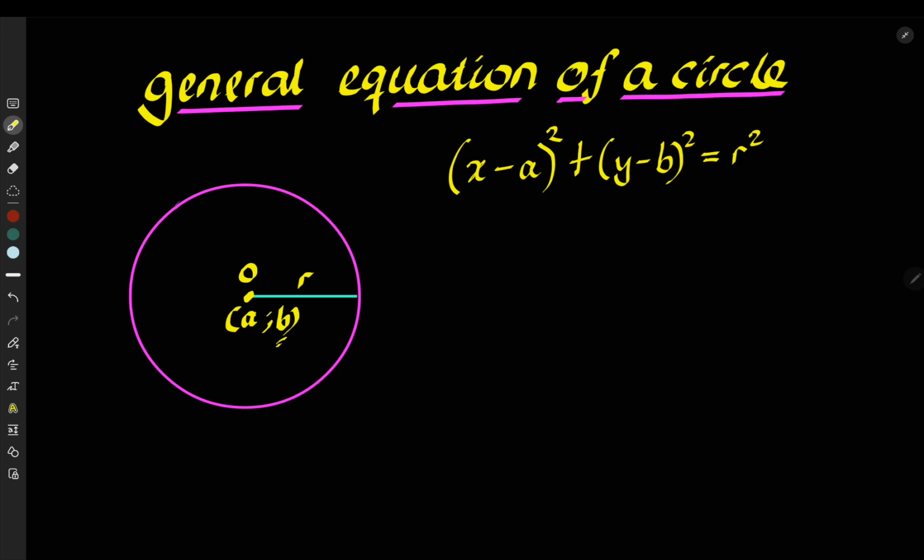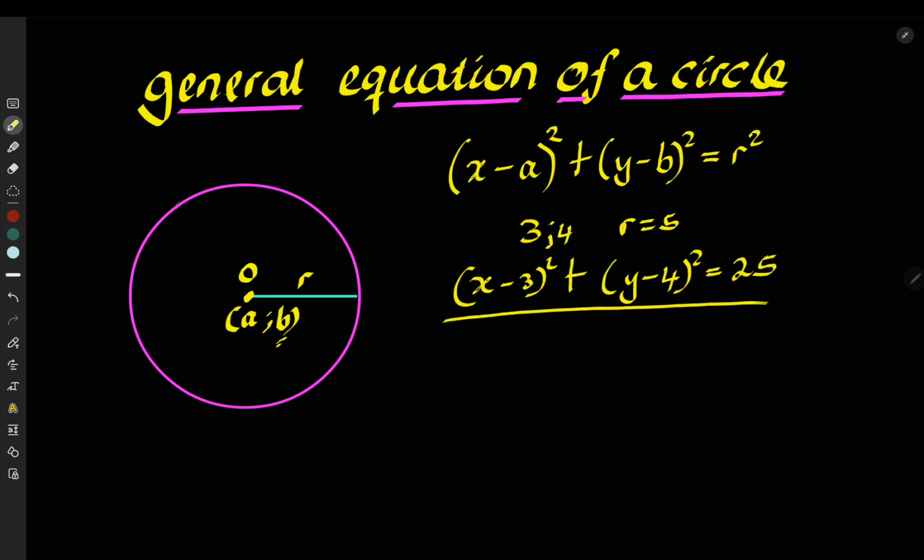So this is how you determine the general equation of the circle. If you're given, for example, that the center is (3, 4) and the radius is equal to 5, you're already able to determine the equation of the circle. You just substitute back the a, b values and the r. So in this case, you get (x minus 3) squared plus (y minus 4) squared is equal to 5 squared, which is 25. That will be the equation of the circle, and you just leave it like that.